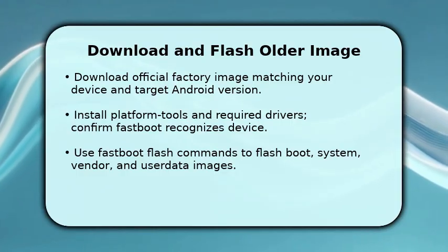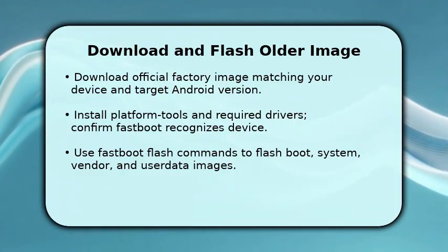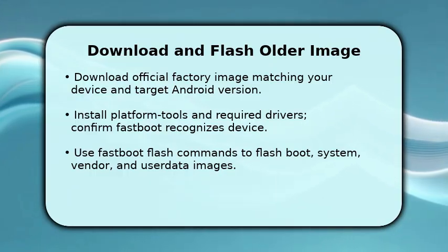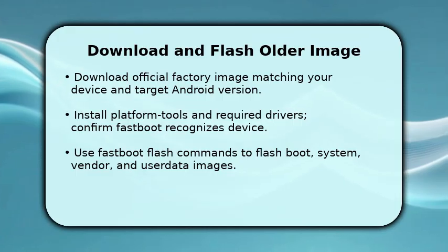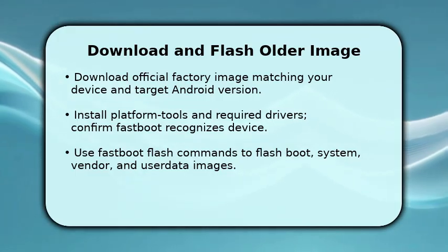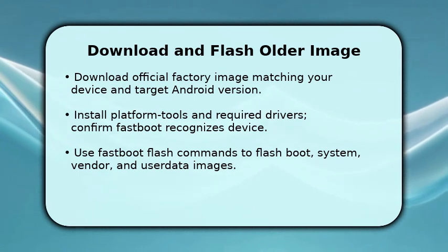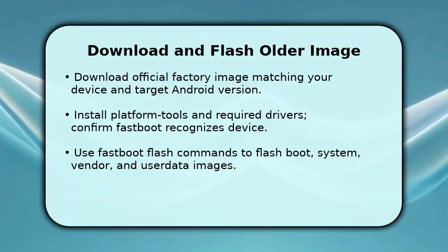Flash partitions in the correct order: boot, vendor, system, and then user data, using fastboot flash commands, and after each partition, verify the command returns OK. If the image includes a special script, run it. Otherwise, manually flash, and then run fastboot reboot to restart into the downgraded OS.